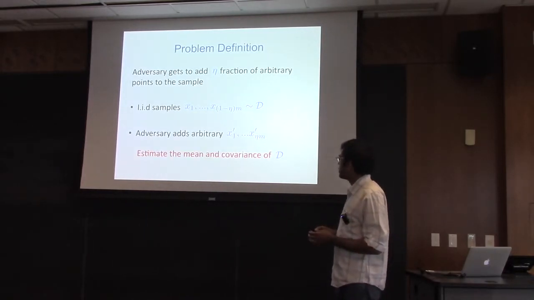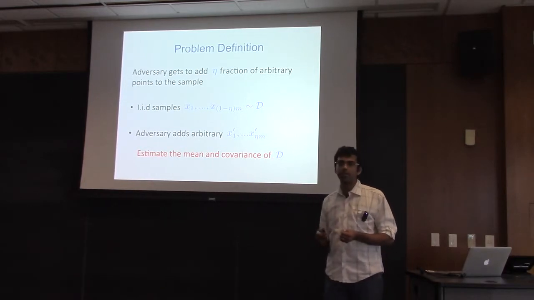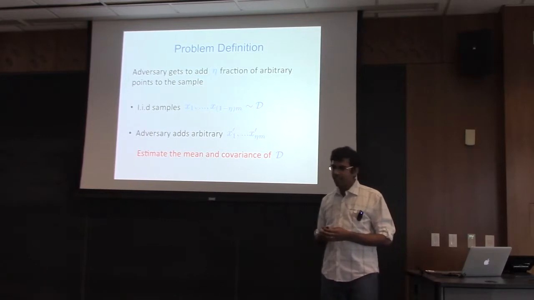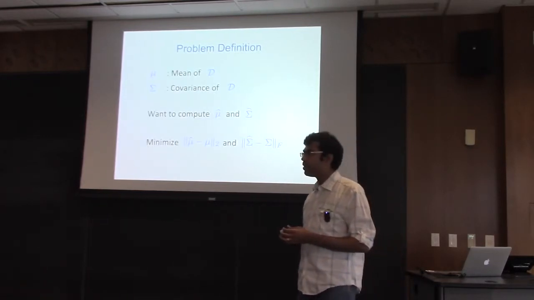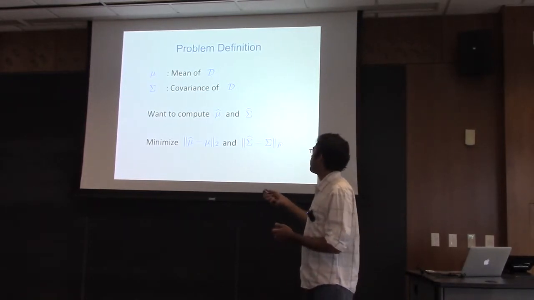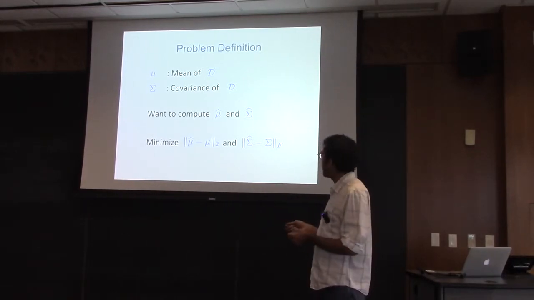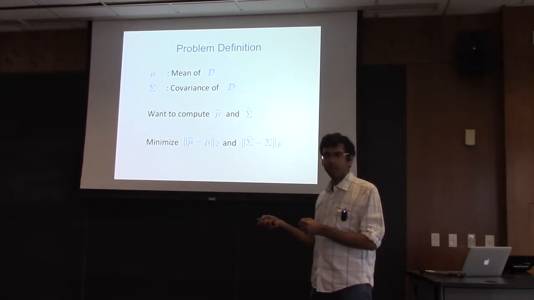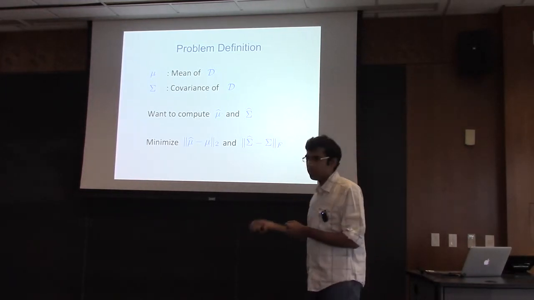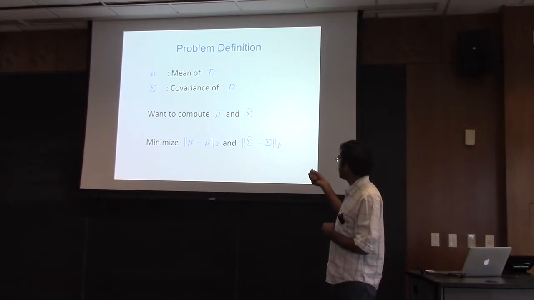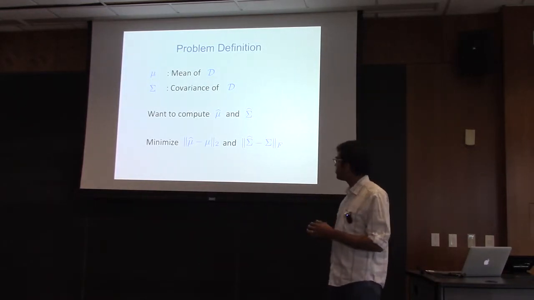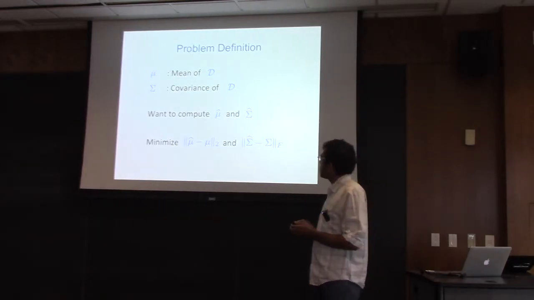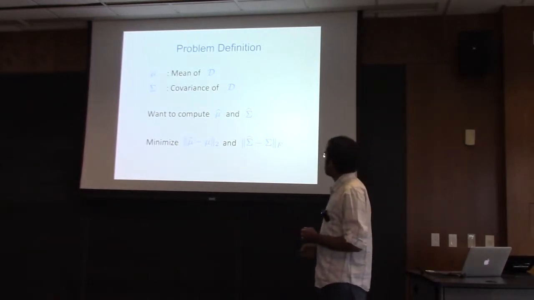Okay, so the question is we want to estimate the mean and covariance of the distribution. The way we measure performance is, we want to compute a mu hat and a sigma hat so as to minimize the two norm of mu hat minus mu, where mu is the true mean, and sigma is the true covariance, and we want to minimize the Frobenius norm of sigma hat minus sigma.